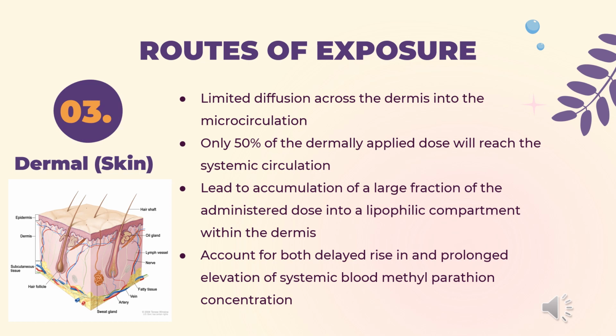Limited diffusion across the dermis into the microcirculation is one factor that might have restricted bioavailability and contributed to the low concentration of methyl parathion in blood after dermal administration. Only about 50% of the dermally applied dose of methyl parathion will reach systemic circulation. This limited absorption will contribute to accumulation of a large fraction of the dose in a lipophilic compartment within the dermis. This slow diffusion accounts for both the delayed rise and prolonged elevation of systemic blood methyl parathion concentration.